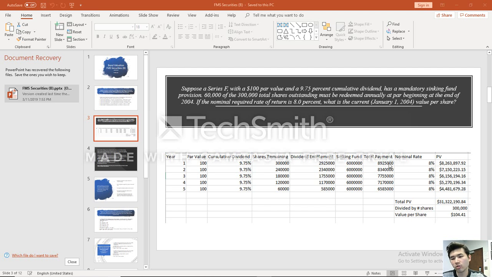And we simply take the total payment and discount it back by the nominal rate, which will give you the present value of $8,263,897.92. And we have to do this for each and every year until the shares remaining go to zero. Then we get the total present value of $31,322,190.84. Then we divide by the 300,000 total shares, and we get the value per share on January 1st, 2004, which is $104.41.